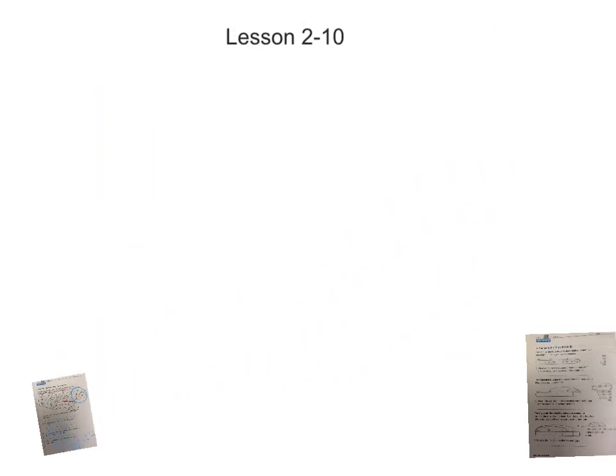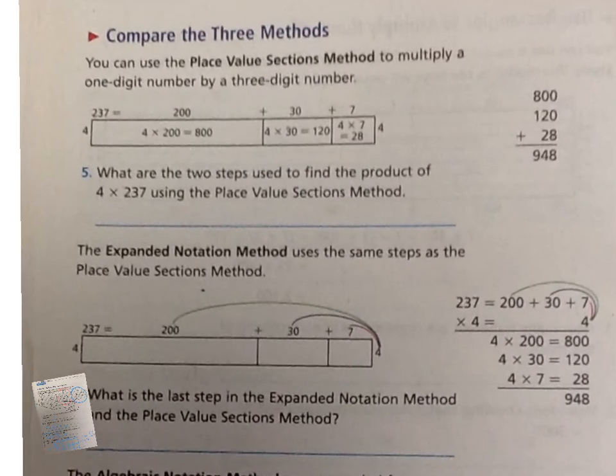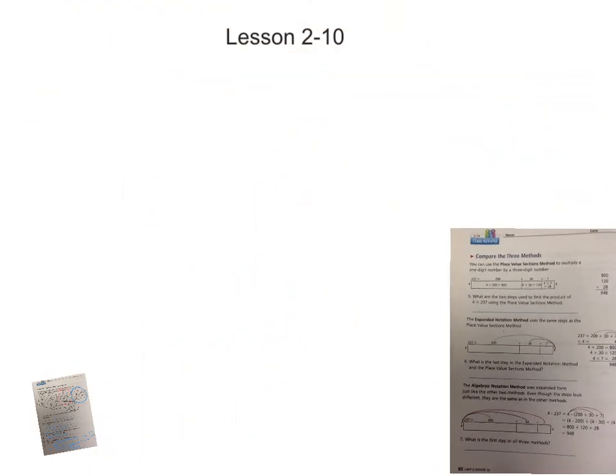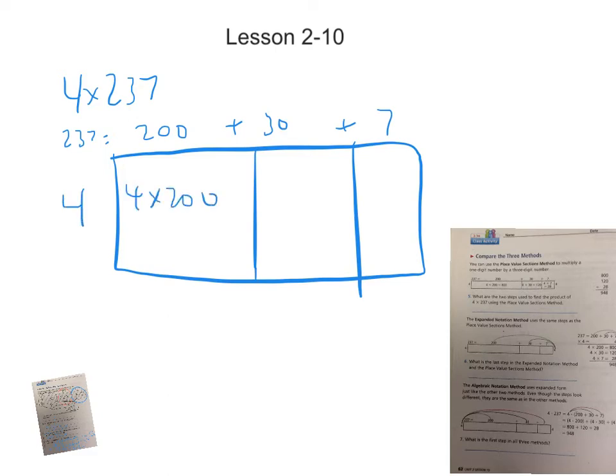All right, now I want to quickly talk about the place value method. I don't know if it's on this page. Let me see. Yes, it is. Okay. When using the place value method, it's very similar to what I just did. I want to take 4 times 237, and I want to draw my rectangle. And what I'm going to do is take 237 and turn it into 200 plus 30 plus 7. Okay? And multiply it by 4. So in the first box I'd have 4 times 200, second box 4 times 30, and the third box 4 times 7.